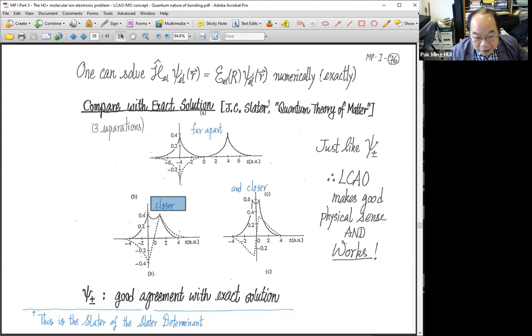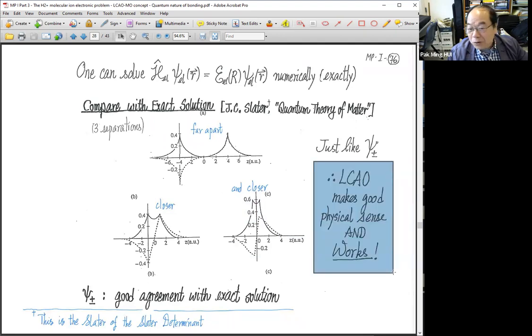again, you see the plus one has some enhanced probability of finding the electron around the middle of the two nuclei. The antibonding one, the dashed line, is 0, and the shape is very close to what we just discussed using LCAO. Even closer has the same features, okay? So with this, I hope that you get the idea. LCAO makes good sense and it works, okay?